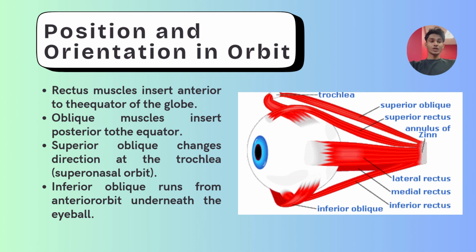In summary, rectus muscles attach in front of the middle of the eyeball and move the eye straight. Oblique muscles attach behind the middle and help rotate and move the eye in diagonal directions. The superior oblique uses a pulley system. The superior and inferior oblique start from the front of the orbit.